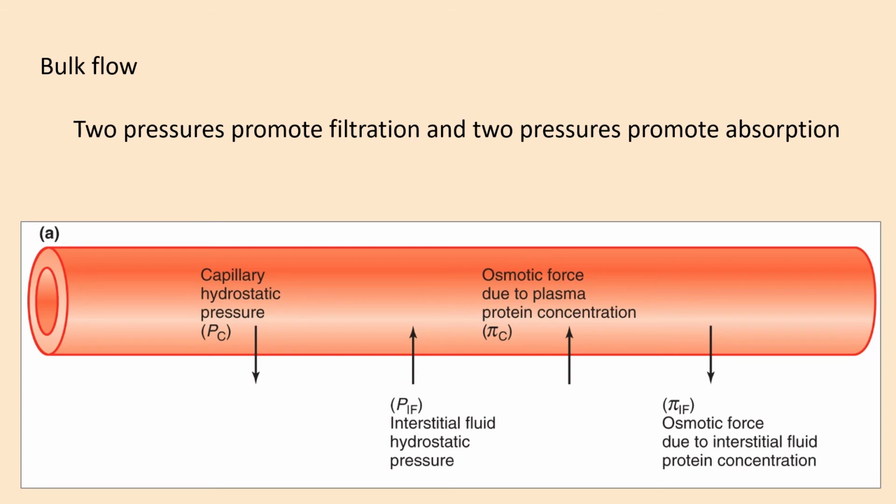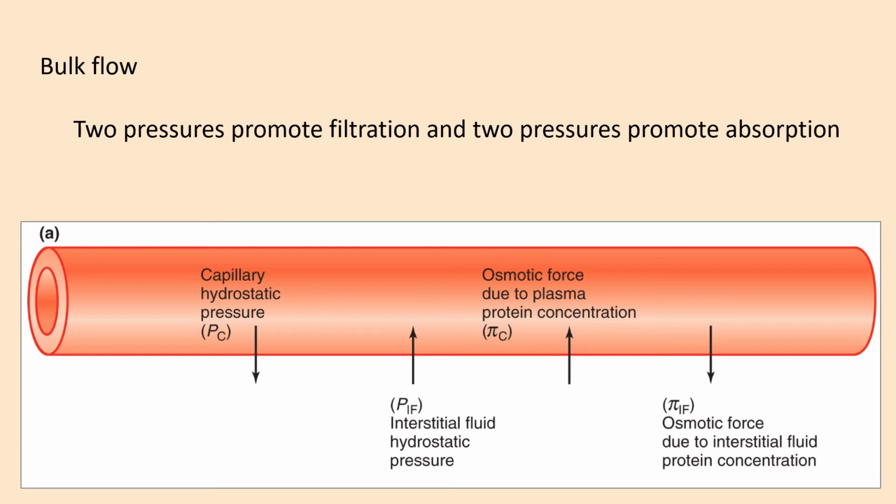And then finally, moving one over to the right, we see pi sub IF. So that's the osmotic pressure of interstitial fluid. Are there proteins in interstitial fluid? Not very many. There's a little bit. There are far more proteins in blood. There are very few proteins in interstitial fluid, but they're there. We need to account for them.